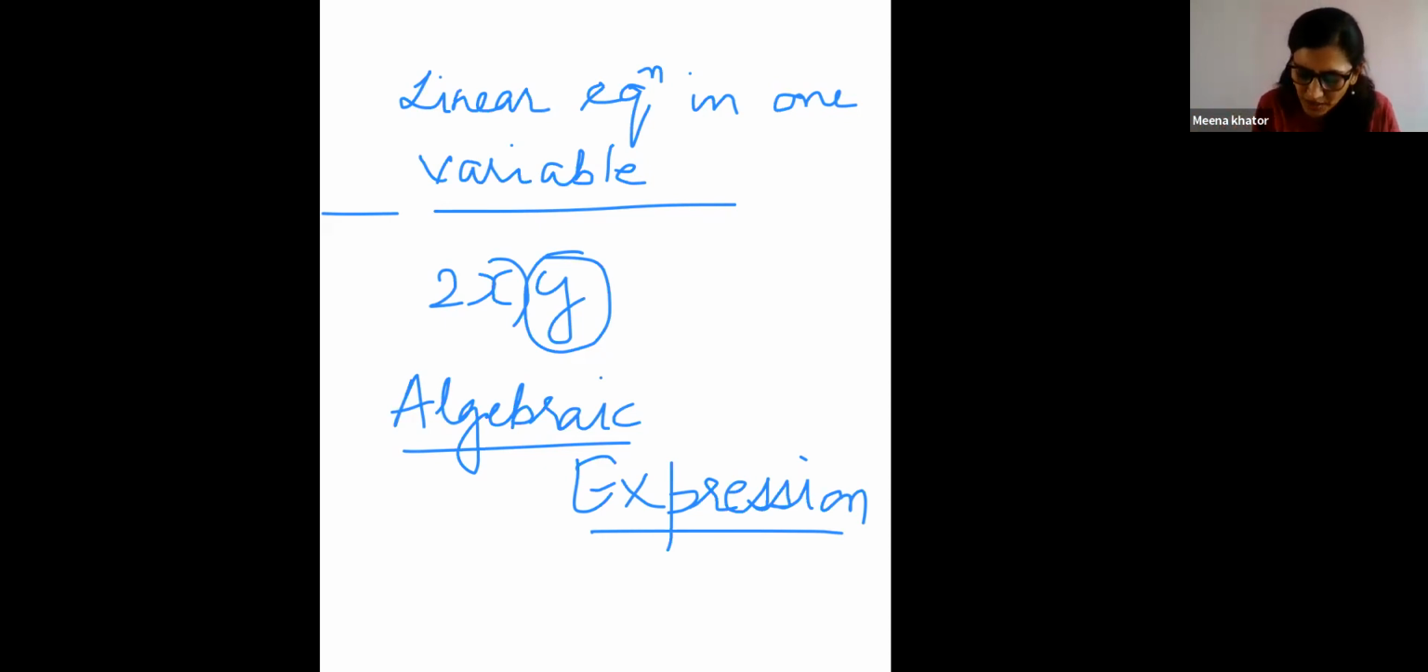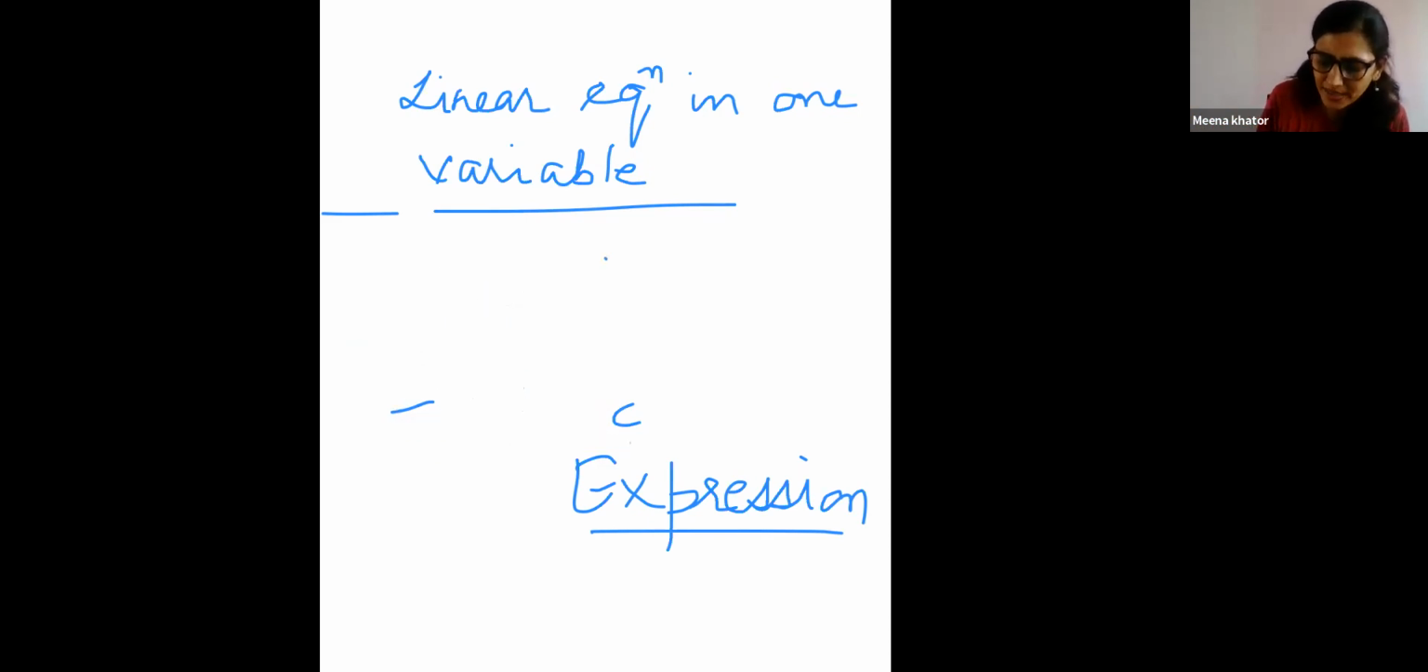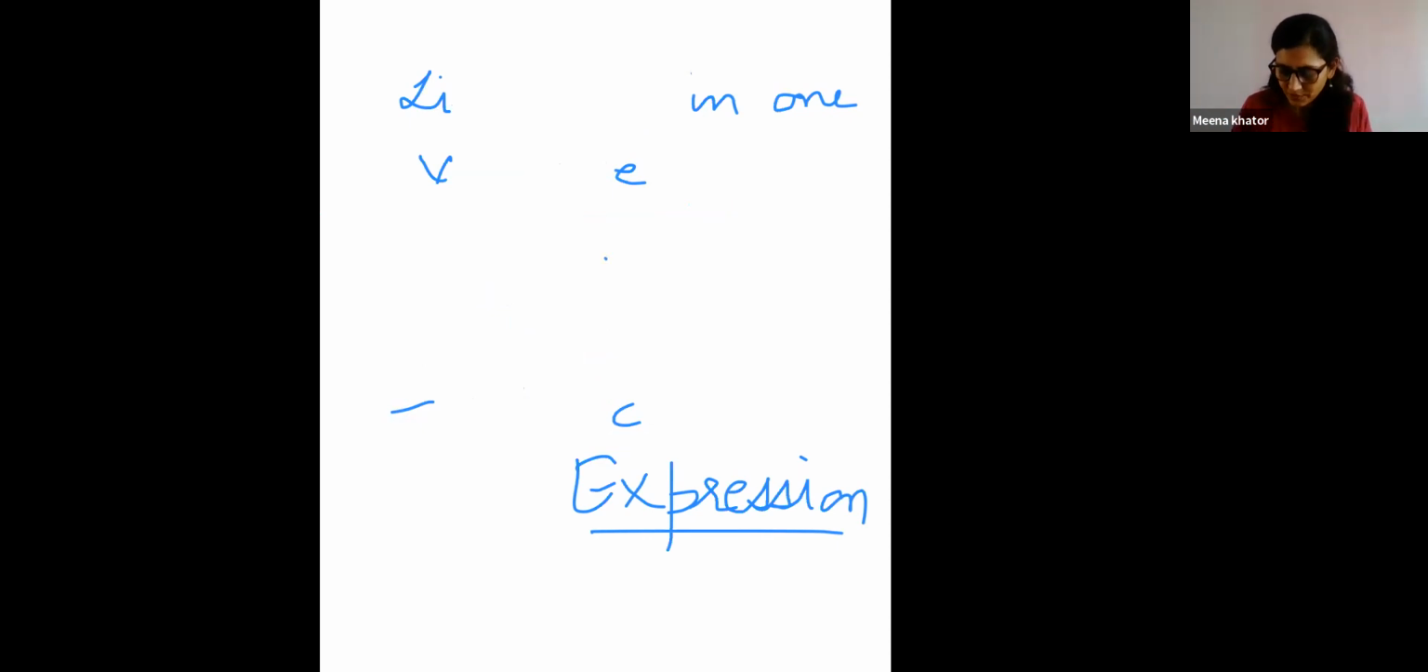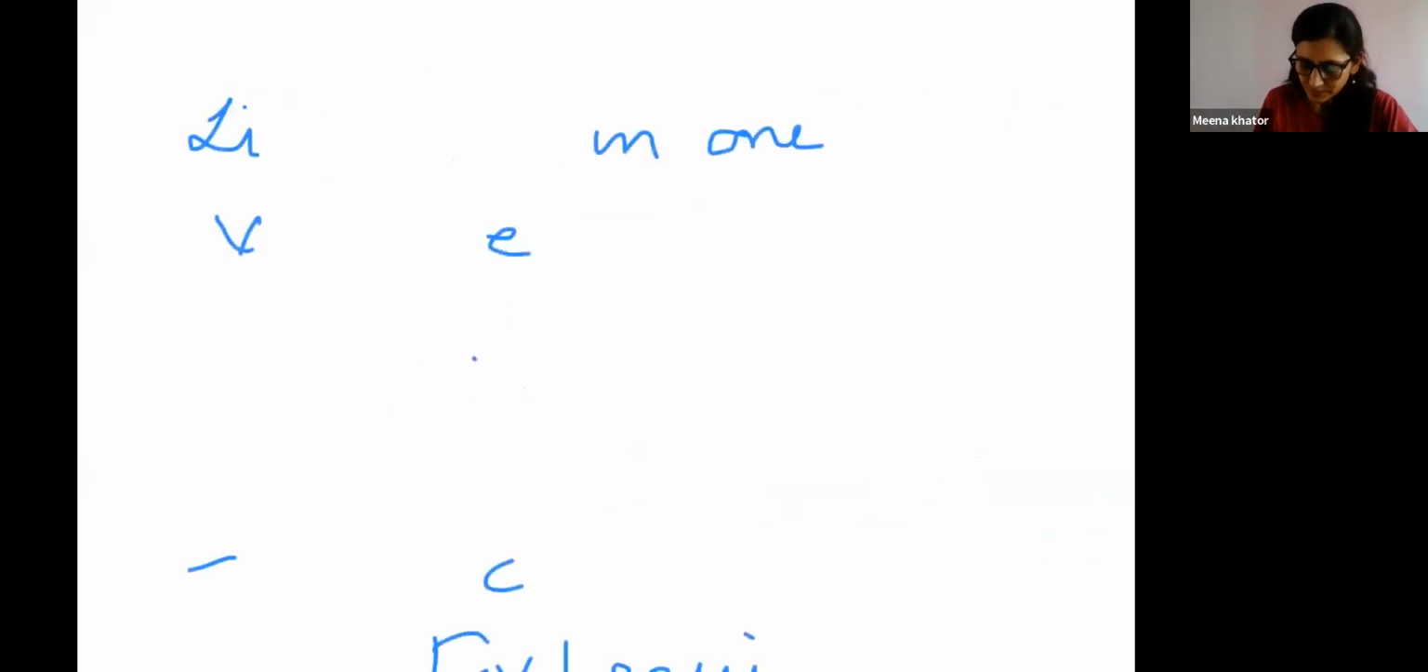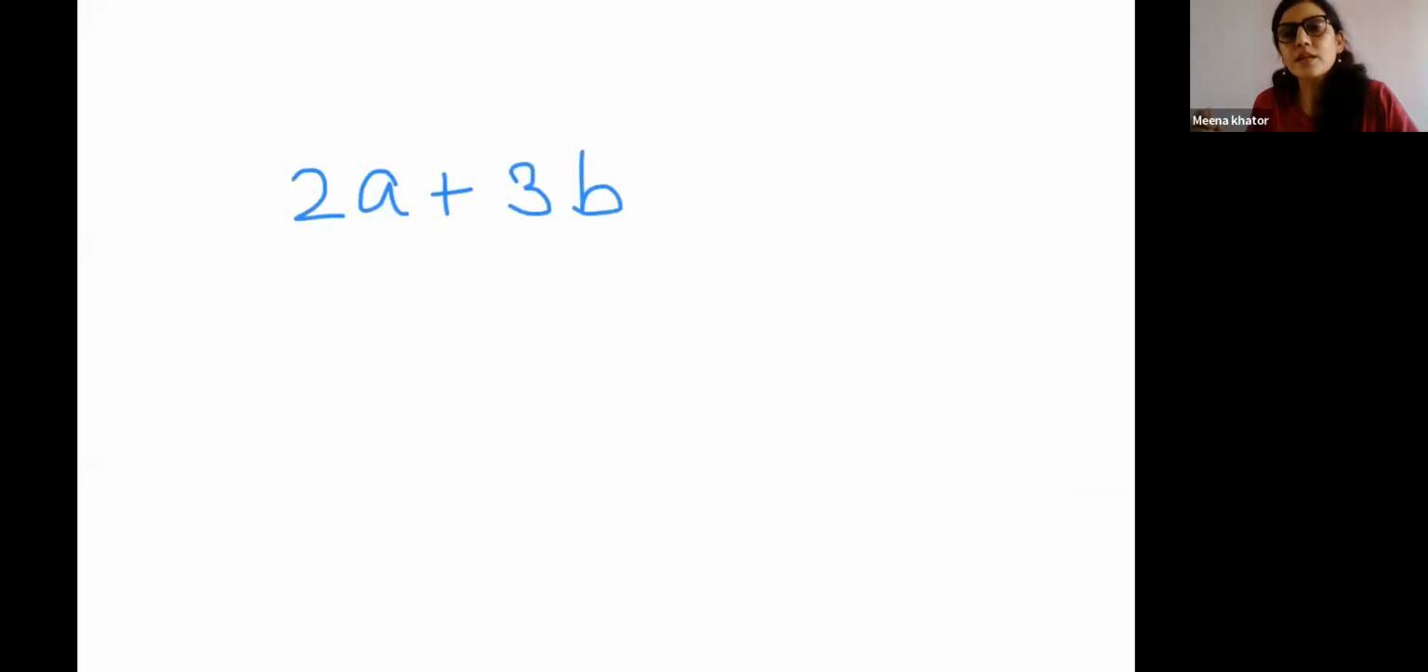So here I was talking about algebraic expression. In this expression, I don't see any equal sign. Do you see any equal sign, children? We don't see any equal sign. So if I write something like this, 2a plus 3b, right? 2a plus 3b. Is this an expression or an equation? Expression. Yes. Very good, everyone has answered correctly, expression.